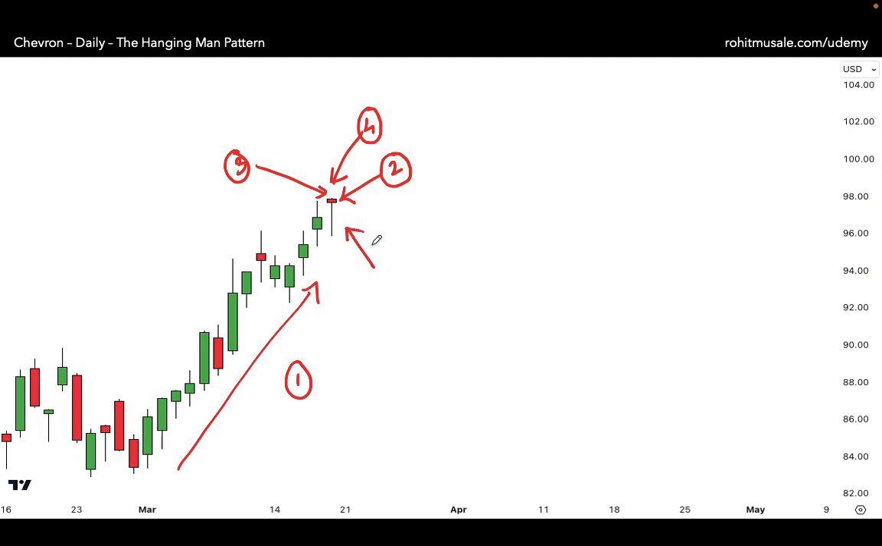The fifth condition is the height of the lower shadow must be at least twice the height of the real body. So almost all of the rules that we apply for the hammer apply to the hanging man. The only difference is the hanging man comes after an uptrend and the hammer comes after a downtrend. So this is how you identify the hanging man pattern.